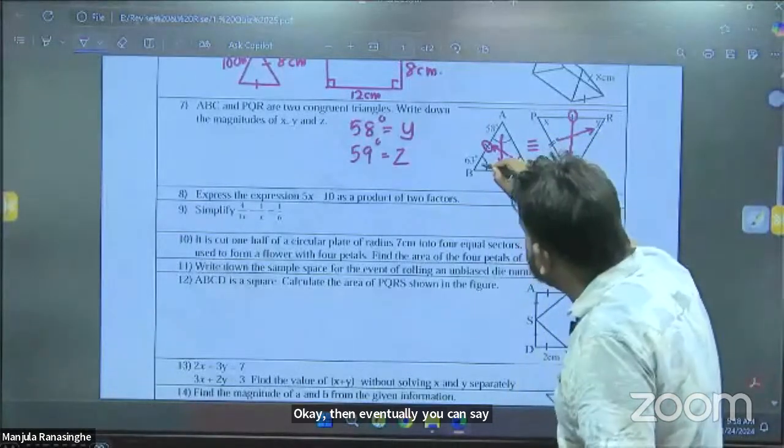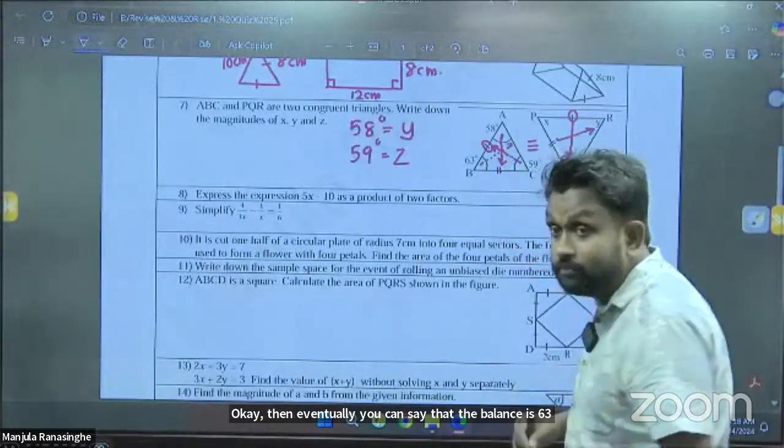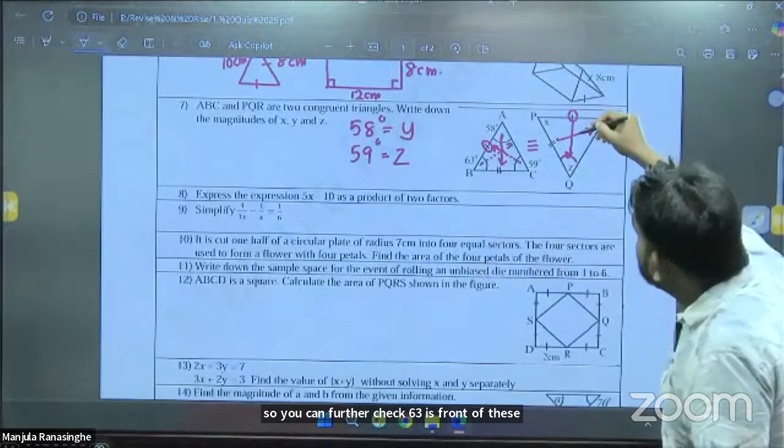So you can further check 63 is in front of this side, nothing marked. So you go to the side with nothing marked here.